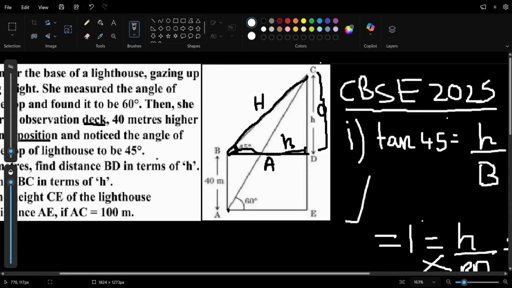You have two cases. You can take opposite or hypotenuse, or adjacent and hypotenuse. It's your choice. But since we know BD is only h, both are h, so it doesn't matter which one you take. So I'm just going with CD and BC, opposite by hypotenuse. We know sine 45 is equal to opposite by hypotenuse.